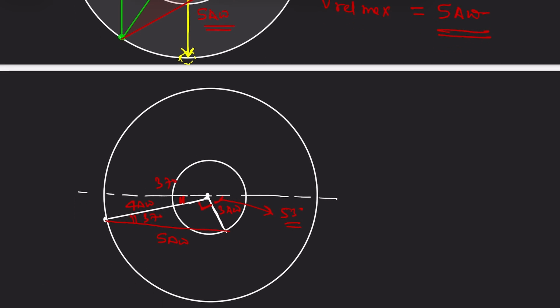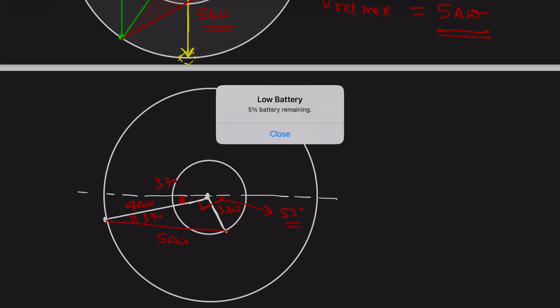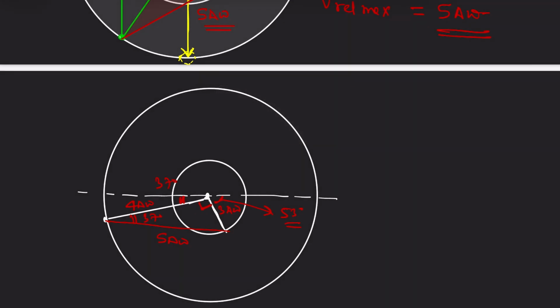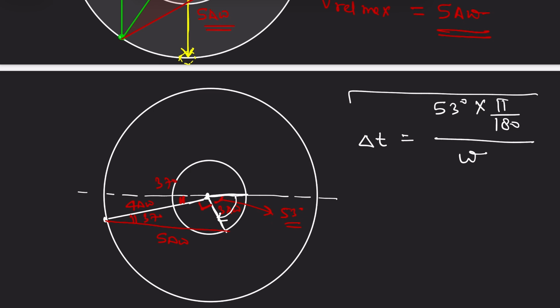The answer is that this rod has moved from here to here, and the angle it has moved is 53 degree. So the time delta t will be the angle it has moved, 53 degree, converted into radian first, so 53 times pi divided by 180, and divided by omega. So this will be the time for the first time when it is going to take place.